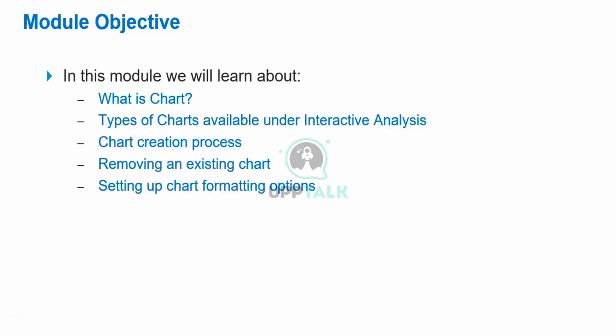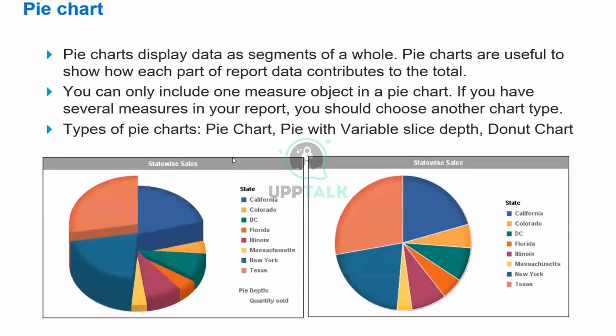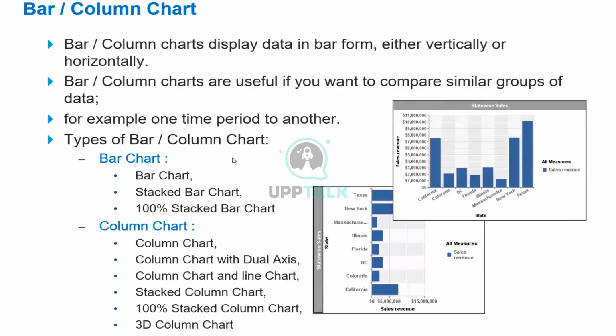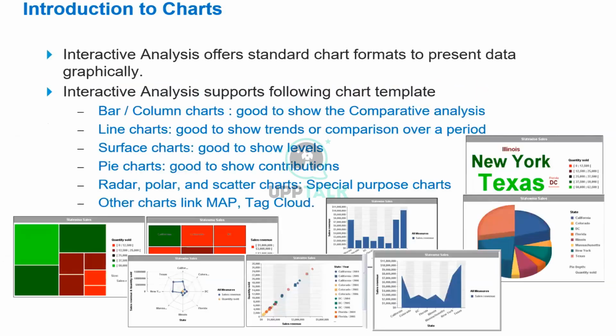In this module, we'll learn about charts. What are charts? What are the types of charts available in web intelligence? How can we create a chart? How can we remove an existing chart and set up chart formatting options? These are all the types of charts that we have. Web Intelligence offers standard chart formats to present data graphically, instead of presenting data in a tabular format.